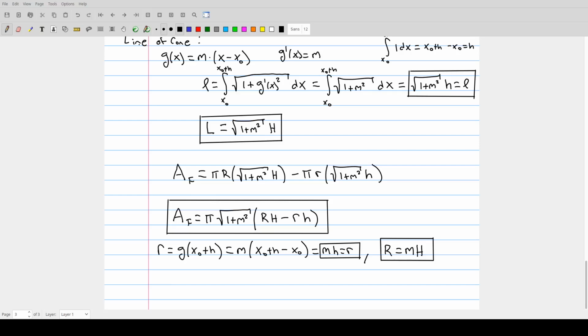We can plug into our previous formula to get that the surface area of the frustum is equal to pi times the square root of 1 plus m squared times capital R, which is m times capital H, times capital H minus m times lowercase h times lowercase h right here. Which, if you factor out an m, simplifies to the following formula. I'll write this on the next page so we're not too cluttered here.